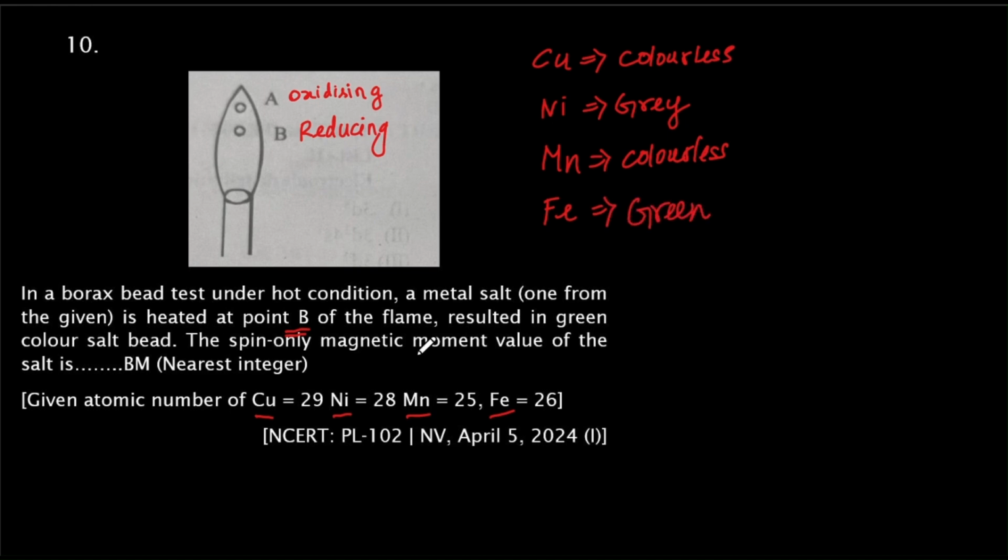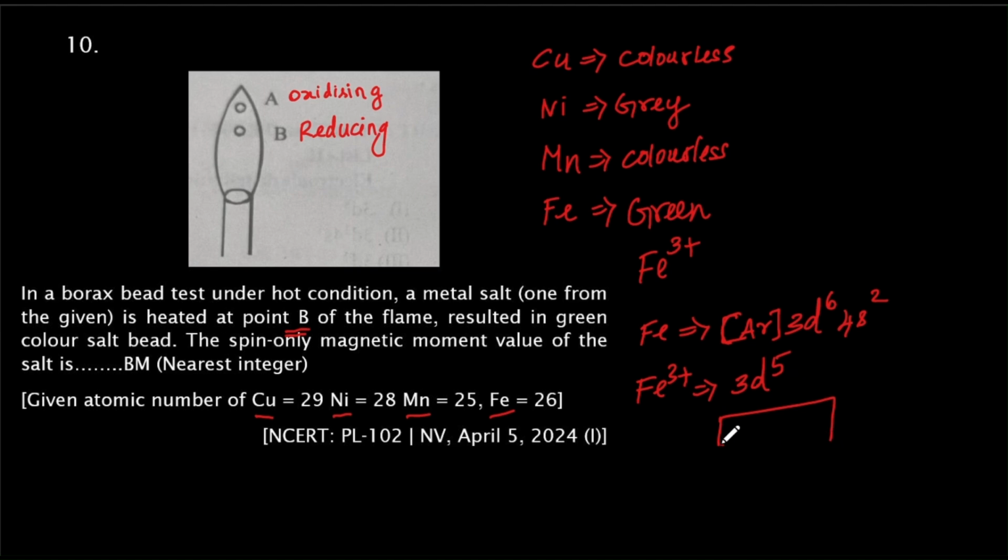Now they are asking us to find the spin only magnetic moment. So this iron which is giving the green color is present as the Fe3+ ion. So we have to find the spin only magnetic moment. For that you have to know the number of electrons present in that configuration, that is, the number of unpaired electrons. So iron has the configuration core argon 3d6 4s2. So Fe3+, by the loss of 3 electrons, becomes 3d5 configuration. So in 3d5 configuration, you know that the number of unpaired electrons is n equal to 5.